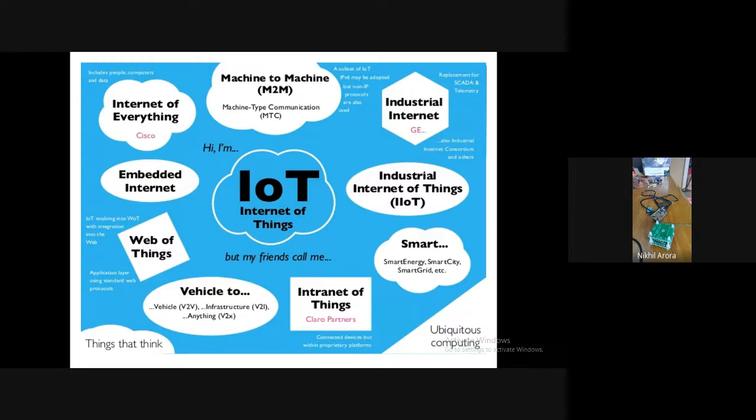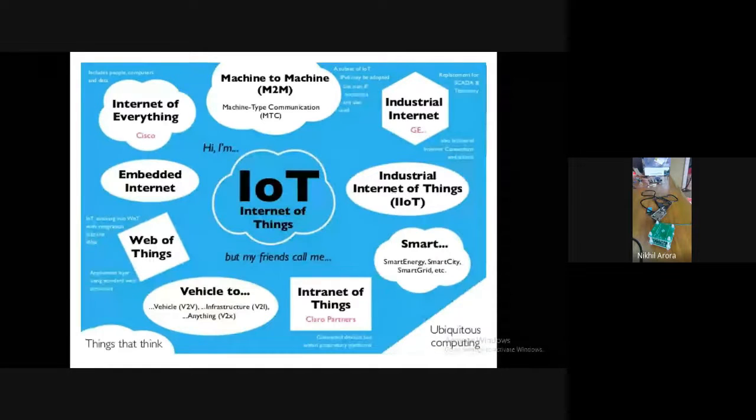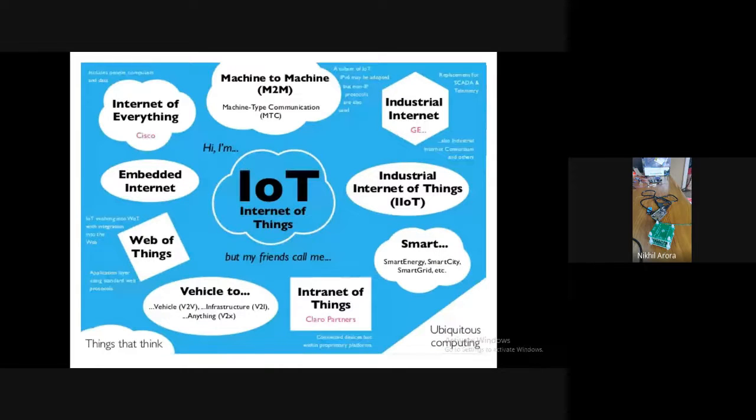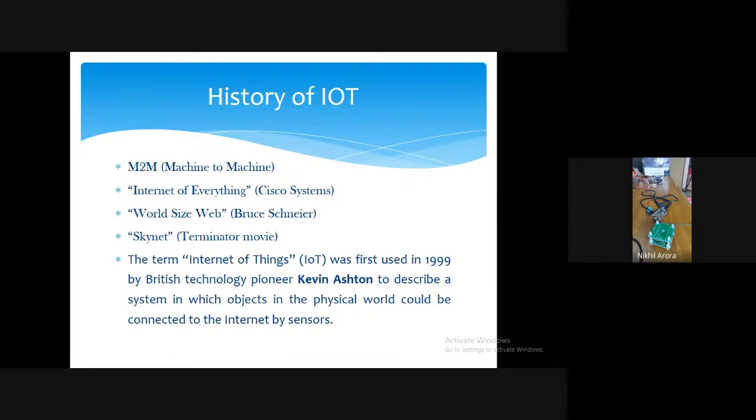IoT is the current technology term today, but before that also many different companies coined different terms, like GE coined industrial internet, Cisco coined internet of everything, Claro Partners coined web of things, industrial IoT, embedded internet. So all this finally means machine to machine communication is happening, and they make your things think and talk, also called ubiquitous computing, everywhere computing, at any place, everywhere.